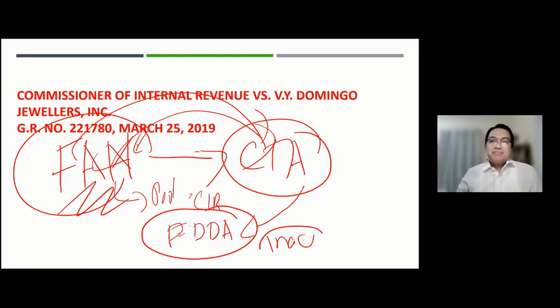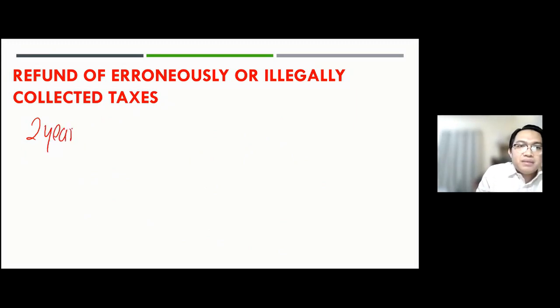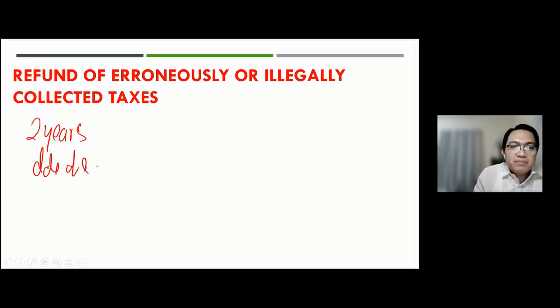Nakuha natin? Okay. Next. Refund of tax illegally or erroneously collected. Okay? Refund of tax illegally or erroneously collected. Again, the period here is 2 years. The period of 2 years counted from the date of erroneous payment.